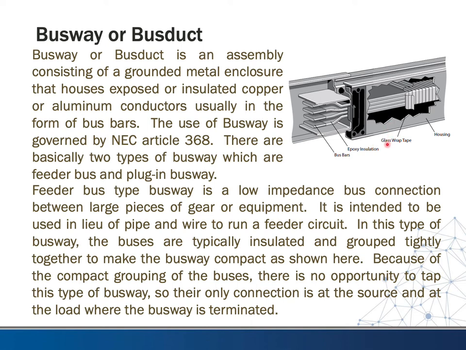So if you had a large panel like up on the top floor of a high rise, say like 1200 amps, you might have to run four large conduits up there to feed that panel. Well, one option would be you could just use low impedance bus duct to feed that panel up there, which uses much less space.